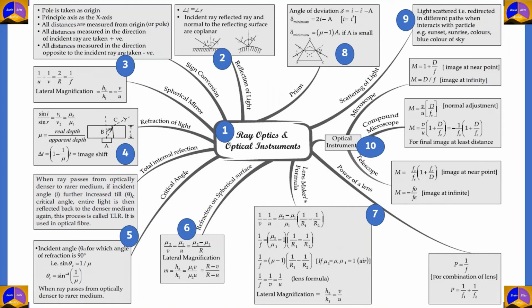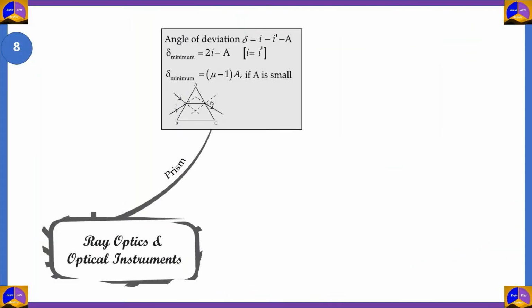Now that we've studied the power of a lens and the lens formula, along with the magnification of images, let's look at another aspect of refraction: refraction through a prism. A prism is basically an instrument which contains two refracting surfaces, which in this case are AB and AC, and a base which supports the two surfaces.